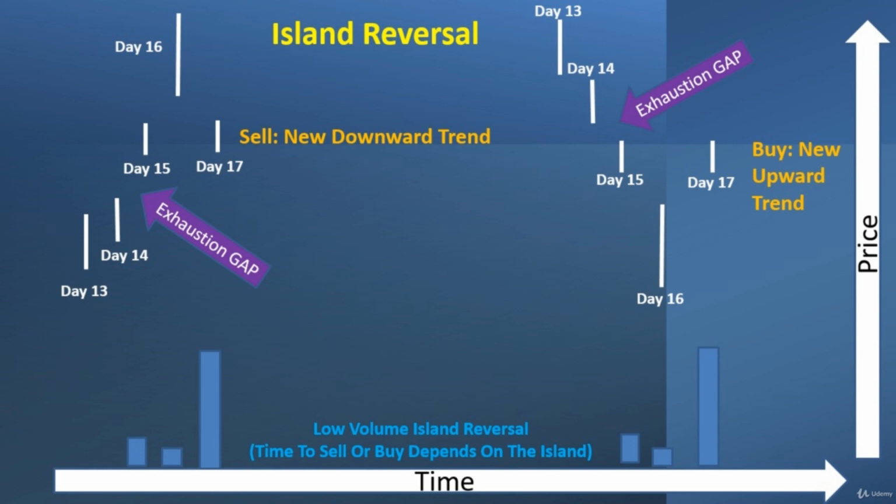We're going to watch to see what happens on day 17. What happens at day 17? The price goes back up significantly. We see that high volume. We see that we have an island reversal, but actually it's going in the other direction, and we want to buy on that. Now we're seeing a new upward trend that is forming, and so this would be a great buy signal, kind of confirming with that volume that we have an island reversal going in the other direction.